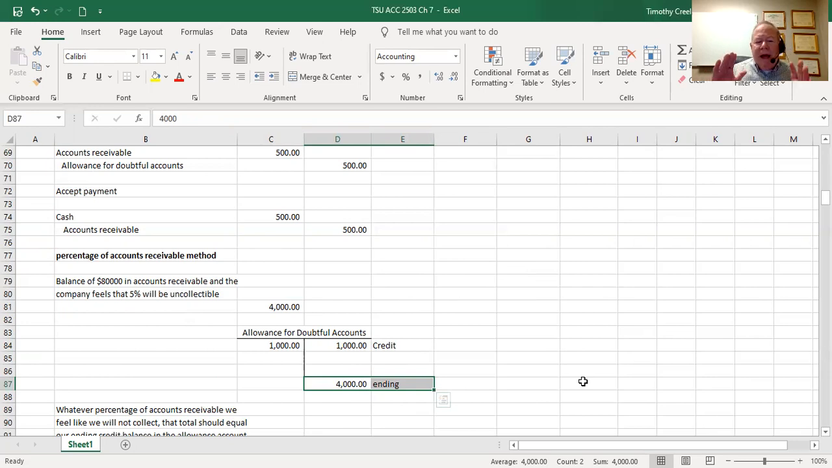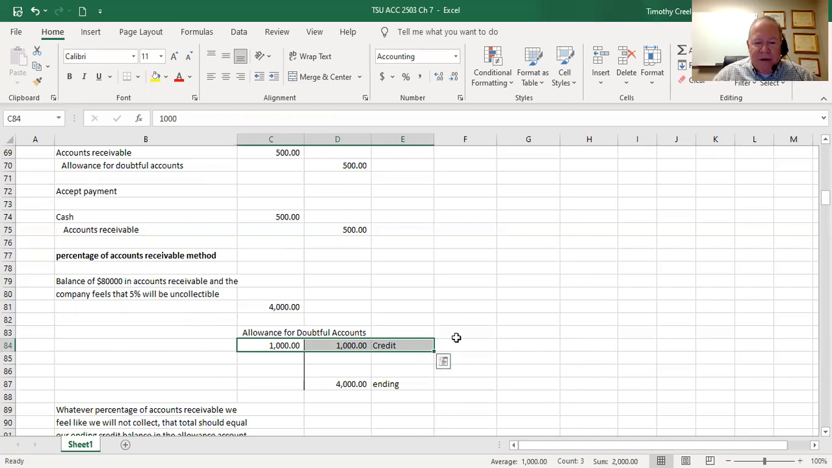So how we do our adjusting entry is going to be a little bit different with the percentage of accounts receivable method, because we're going to have to take whatever balance is currently in the allowance account, whether it's $1,000 debit balance or $1,000 credit balance. Remember, this is a T account, so the debit side is the left-hand side. The credit is the right-hand side as you're looking right at the T account.